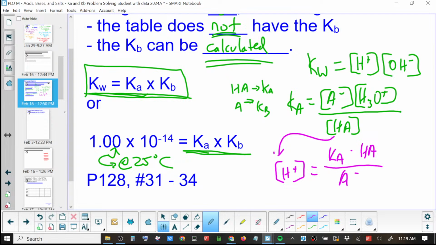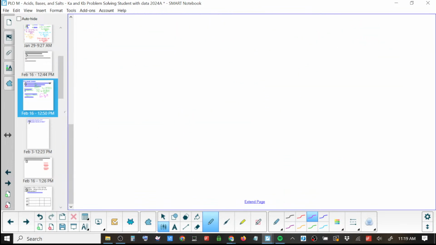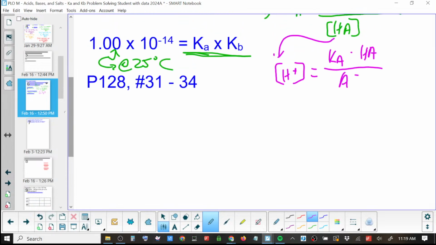Excellent. Perfect. I love math. In a couple of slides, we are going to do something that is going to freak out all the math teachers. Now, if I have A minus, what is the generic Kb for that? What does that equal?